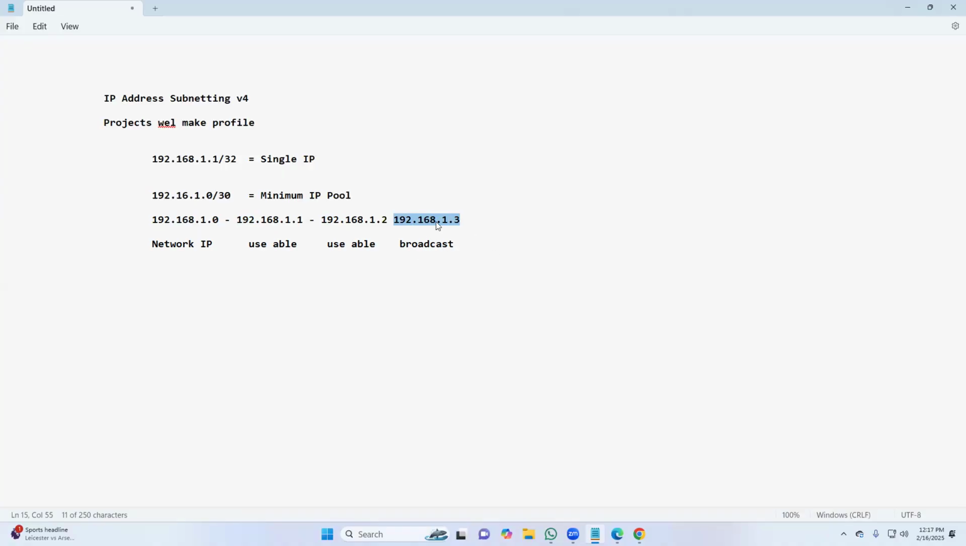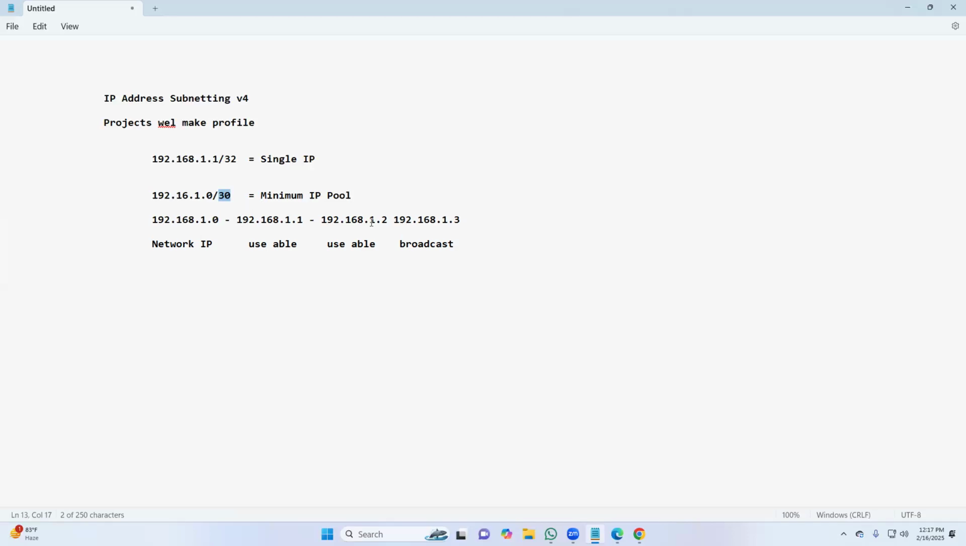What do you mean by broadcast IP? Broadcast means this is the boundary. Your network starts from here, and your network ends on this IP because of this /30. Do not go by the number, but /30 means you have only 2 to the power 2. Only two IPs you can use.